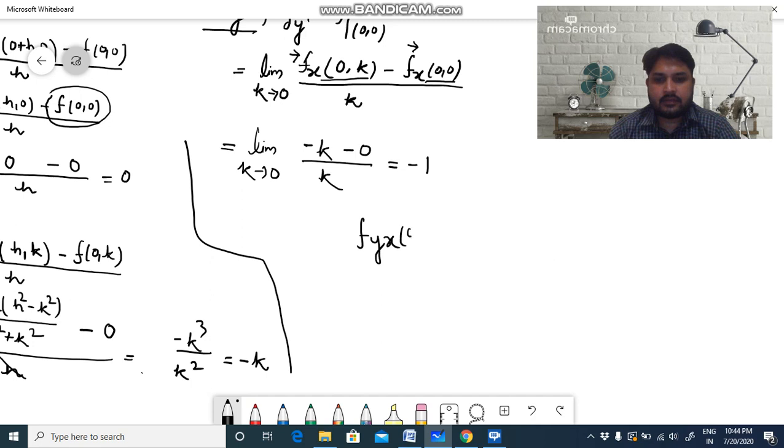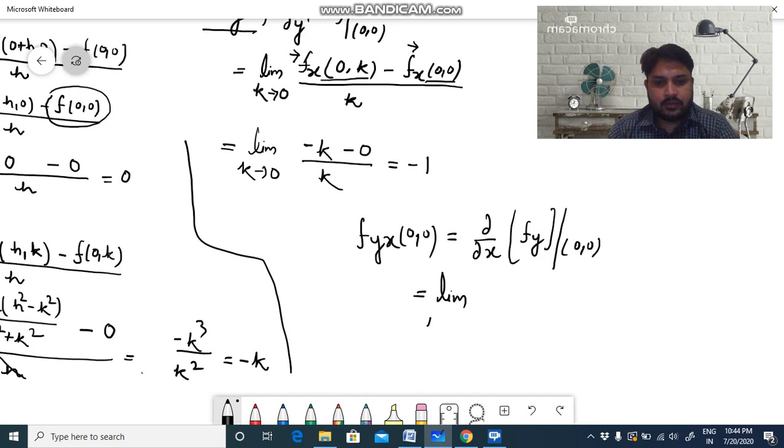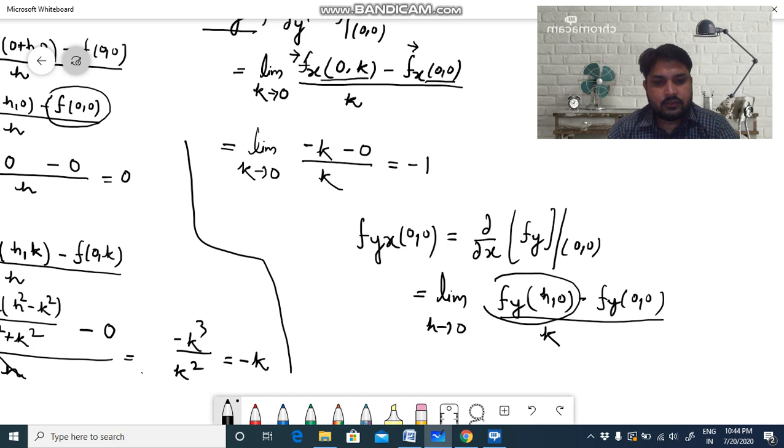Similarly, we can find fyx at point 0 comma 0, and this will be equal to del upon del x of fy at point 0 comma 0, and this value will be equal to limit h tends to 0 fy at point 0 comma 0 plus h, that is h comma 0, minus fy at point 0 comma 0 upon h. So again we need these two values, fy at point h comma 0 and fy at point 0 comma 0.